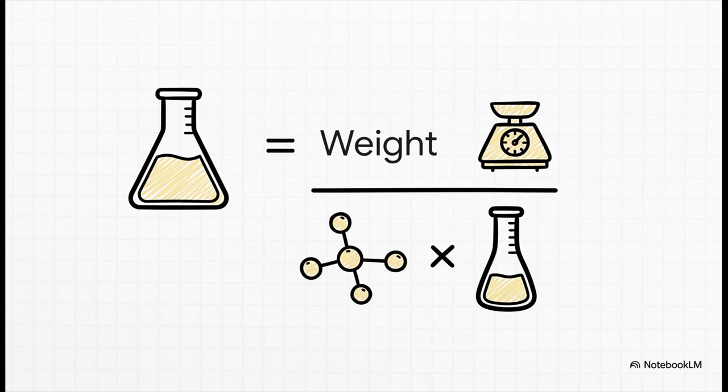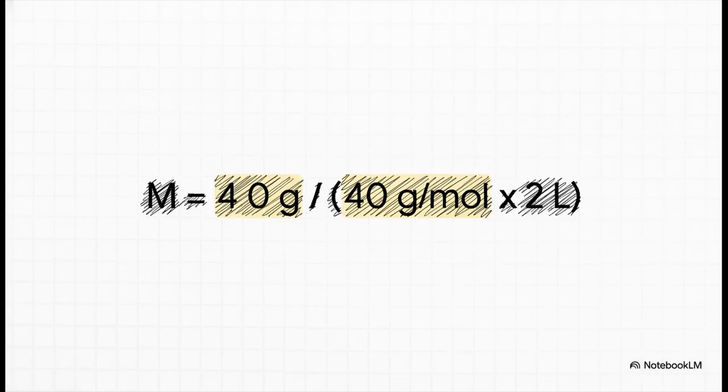To solve this, we can actually get a little clever and combine the two formulas we just learned. Since molarity is moles per liter and moles are weight divided by molecular weight, we can just mash them together into this one handy formula. Molarity equals the weight divided by the molecular weight times the volume. Now we just plug in our numbers.